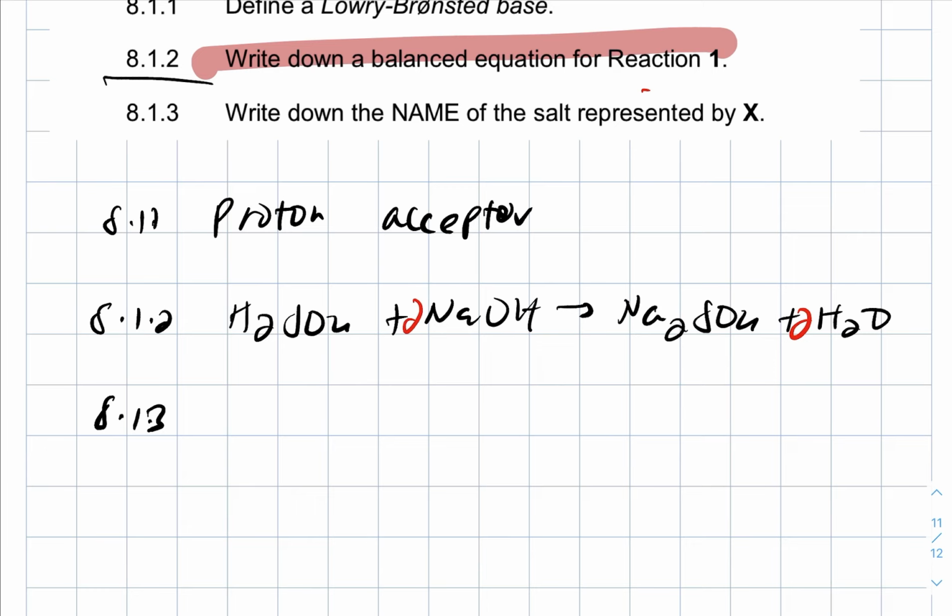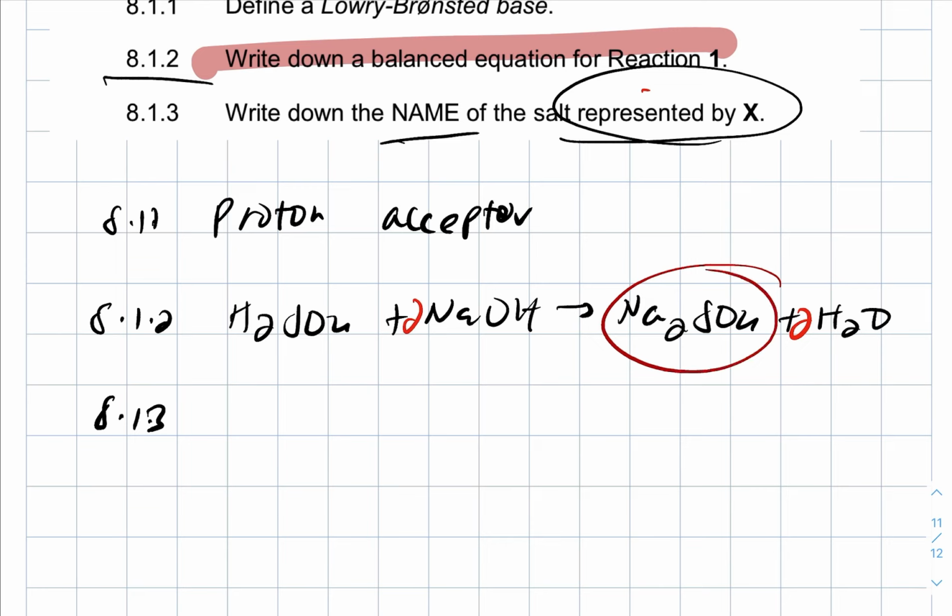They want you to write the name of the salt represented by X, and that's the name of the salt. We do have the formula for the salt compound, which is sodium sulfate. So we're just gonna write it, sodium sulfate. Writing the name of these salts is very simple.